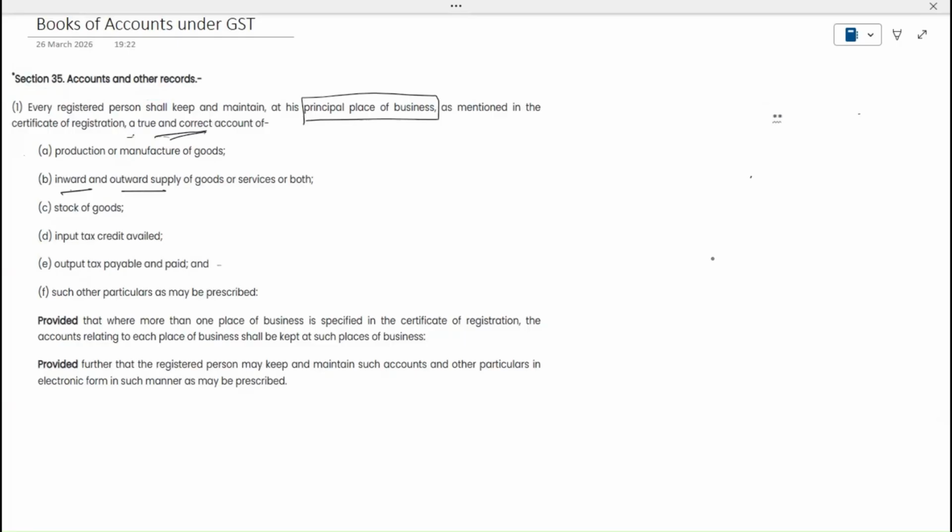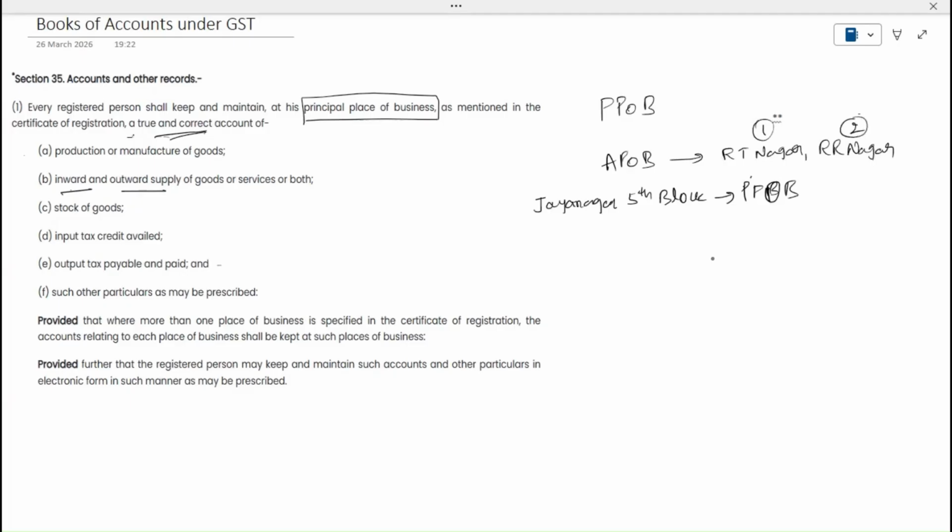We also need to understand that as a business, I have a principal place of business and I have additional places of business. Let's take an example. I have Jayanagar 5th block, where my principal place of business exists. Then the additional places of business are in RT Nagar and also Rajarajeshwari Nagar. So I have two additional places of business.